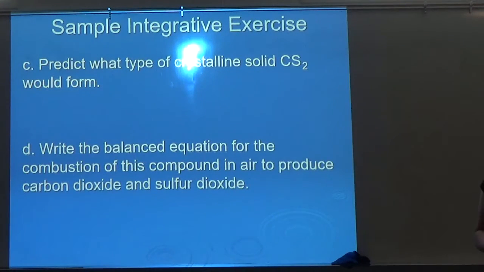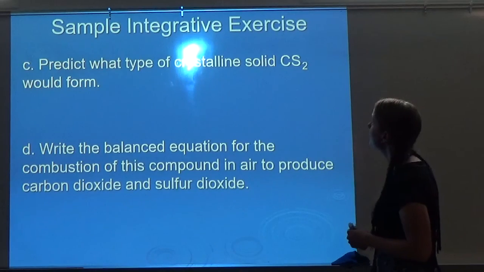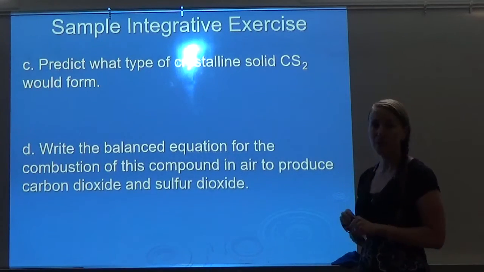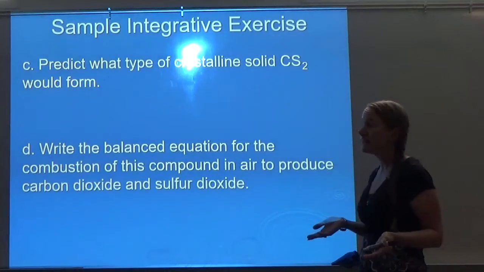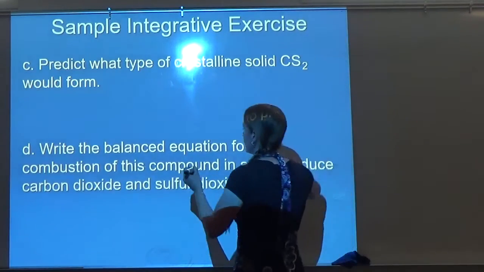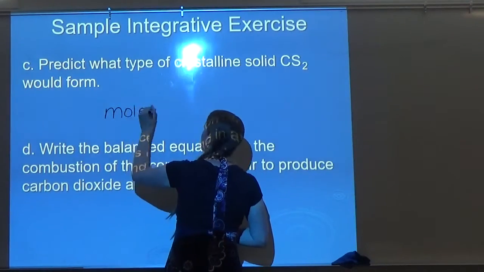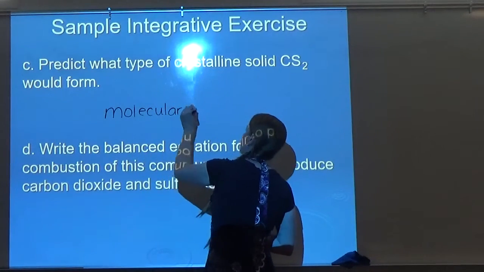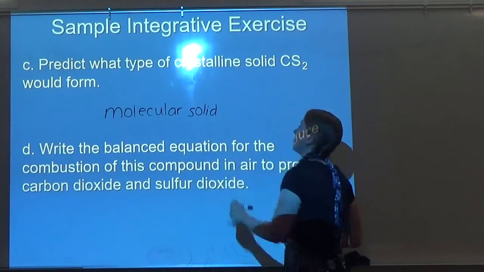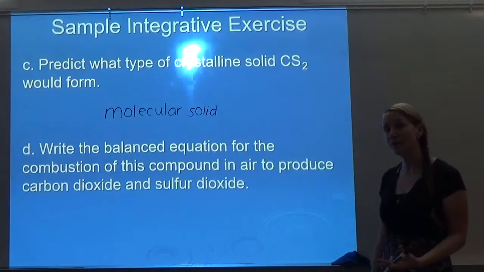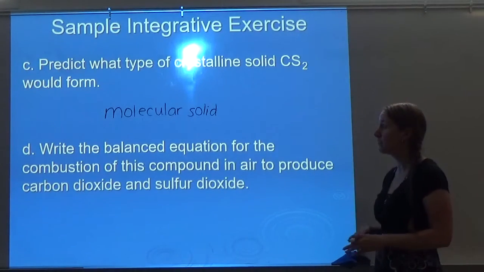All right, so it says, predict what type of crystalline solid CS2 would form. Well, is it going to be ionic or molecular? Well, it's two nonmetals, and it had a super low melting point, so it would be a molecular solid. Ionic tends to have a higher melting point, and is usually a metal and a nonmetal.